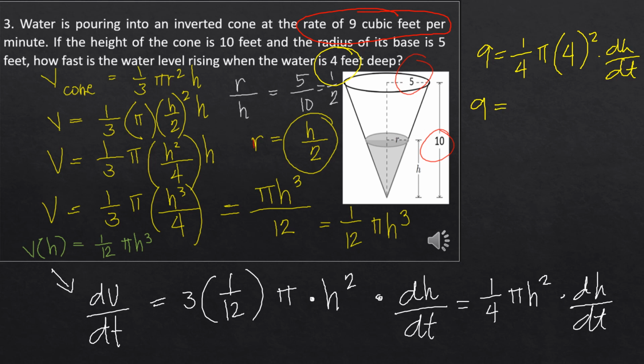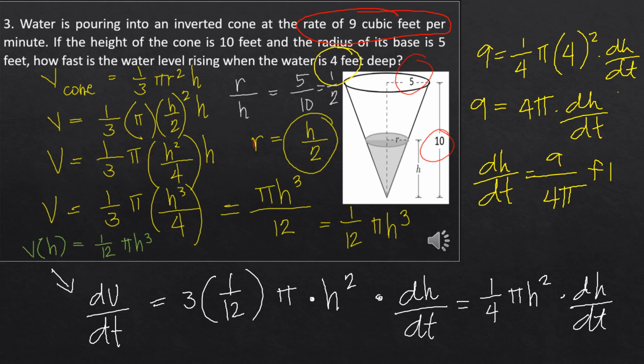So we have 9 is equal to 16 divided by 4 is 4. So 4 pi times dh over dt. So dh over dt is equal to 4 pi over 9. Well, that must be 9 over 4 pi. Okay, so we have to divide both sides by 4 pi. So that is 9 over 4 pi. That is in feet per minute.